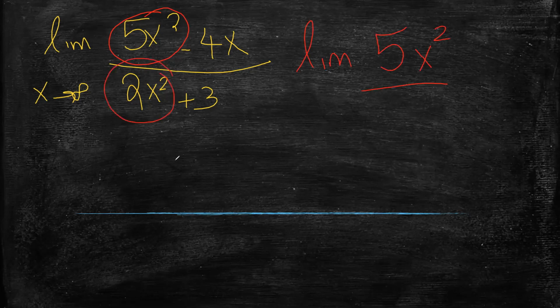What is the highest one here? 2x squared. I told you, if we have x in both of them, and if I cancel them, the answer must be a number, which is 5 over 2.